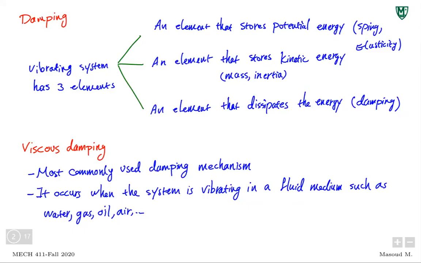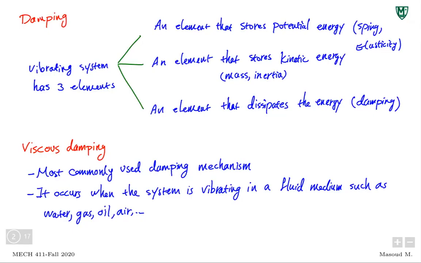First, I started by saying that any vibrating system should have three elements. An element that stores potential energy, which is the spring. An element that stores kinetic energy, which was the mass in a spring mass system, and in a pendulum is the inertia. And an element that dissipates the energy. Obviously, no system moves forever, right? They'll stop at some point if there is no external force or external source of energy continuously feeding energy into that system. If there is no such source, any moving system stops at some point.